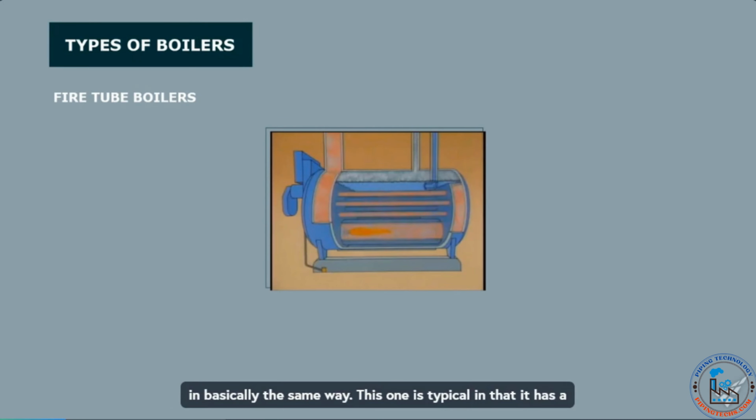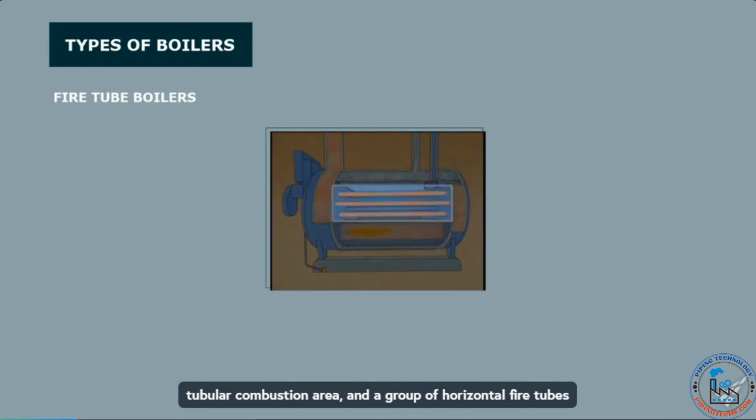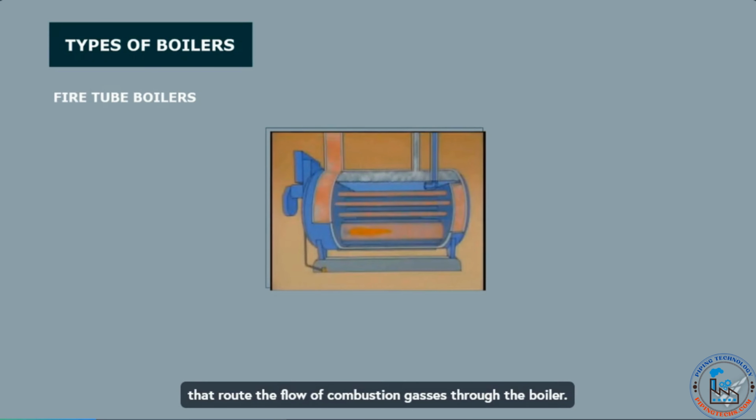This one is typical in that it has a tubular combustion area and a group of horizontal fire tubes that route the flow of combustion gases through the boiler. The outlet for the gases is here. It also has a feed water line and a steam outlet line. Let's take a look at how it works.